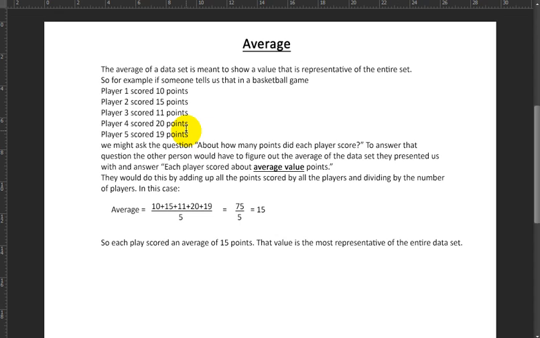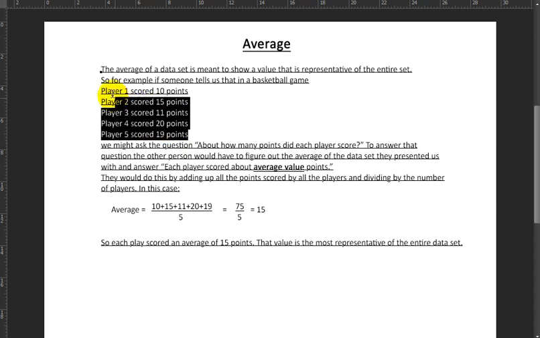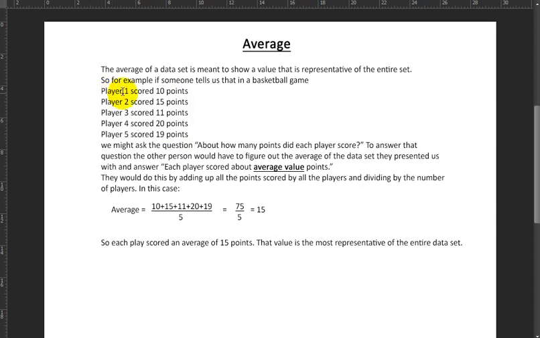Now, to answer that question, the other person would have to figure out the average of this data set. This is a data set, okay? There's players, and there's the number of points they scored. That's a data set. They would have to figure out the average of this data set and then tell us that each player scored about whatever they found, that many points. Okay, how do you find the average?